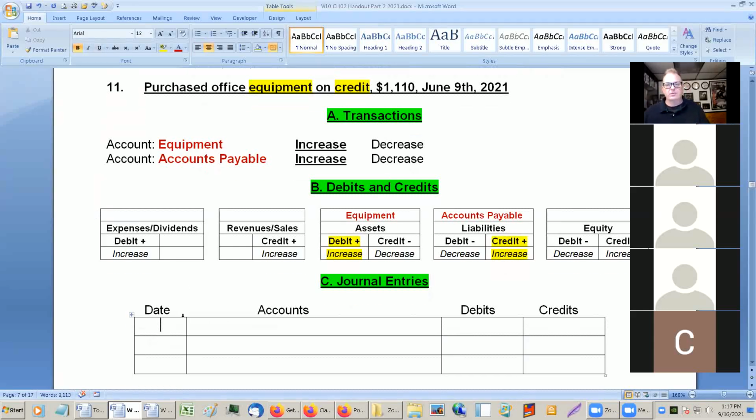Yeah. Okay. And if we have a customer that buys something on credit, they owe us, and for them it's the credit. So, purchase office equipment on credit. Let's see, June 9th. Okay, equipment. Make sure it's the debit, it is, okay. So it's an asset.